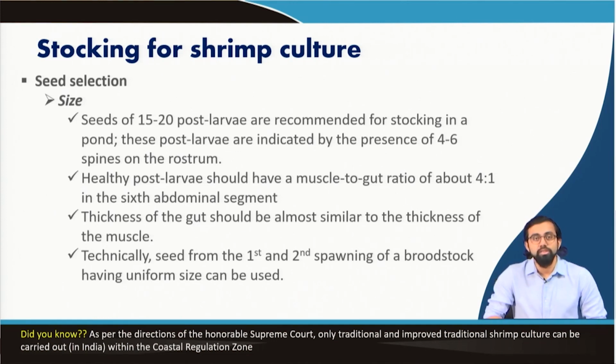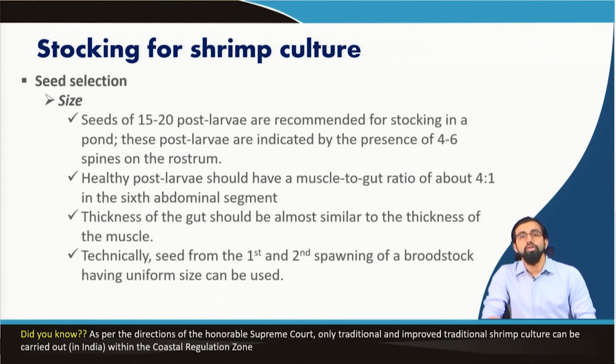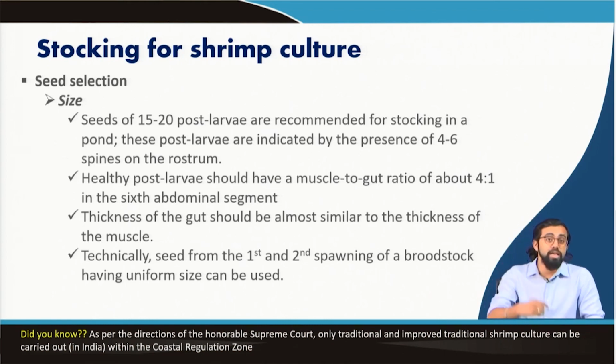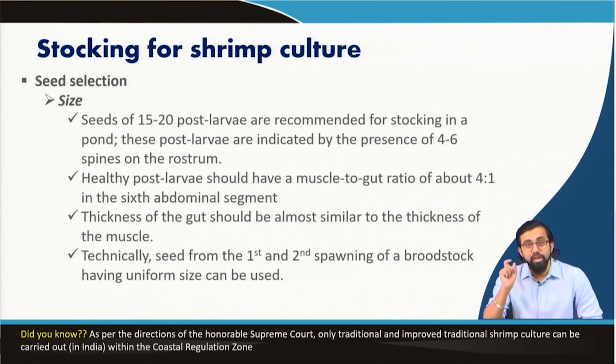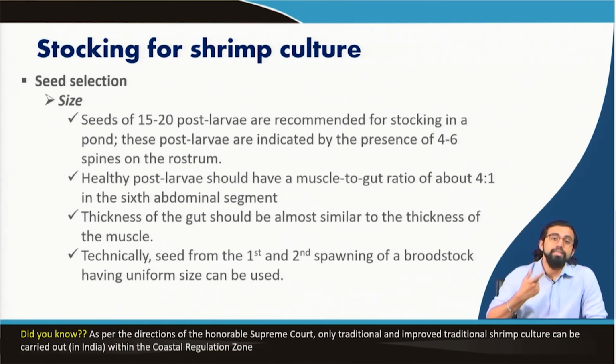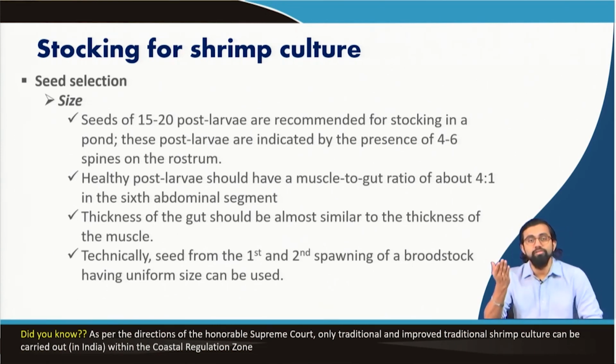In general, 15 to 20 post larvae are recommended for stocking in a pond, and post larvae are indicated by the presence of 4 to 6 spines in their rostrum. A healthy post larva should have a muscle to gut ratio of around 4:1 in the 6th abdominal segment, and the thickness of the gut should be almost similar to the thickness of the muscle. Okay. Then only it will be considered to have reached the post larval condition. Technically, seed from the first and second spawning of a broodstock having uniform size can be used.